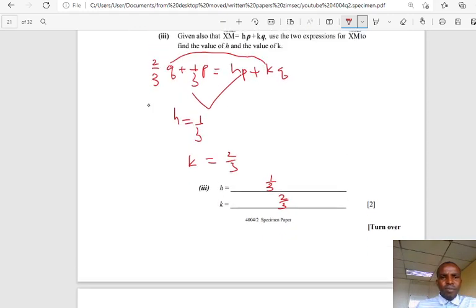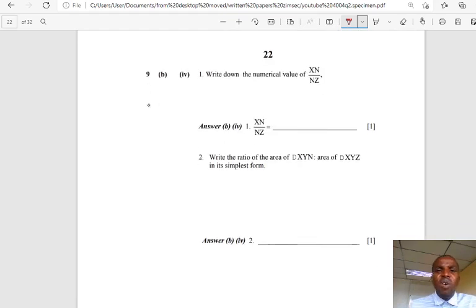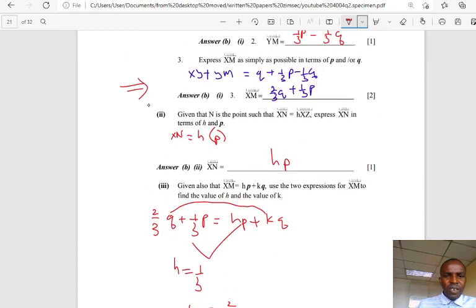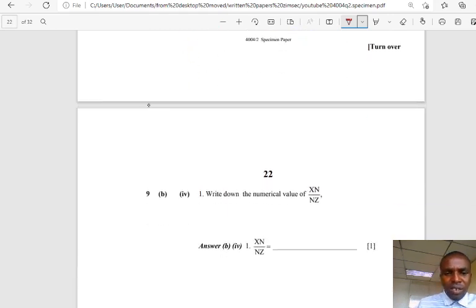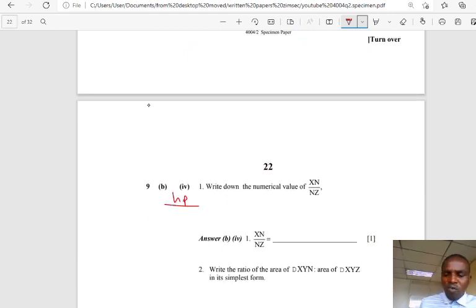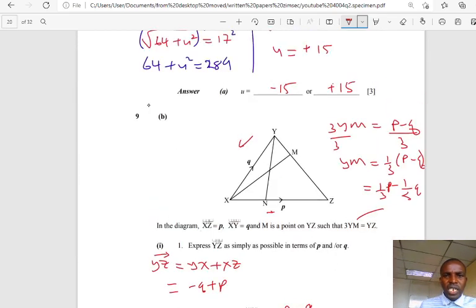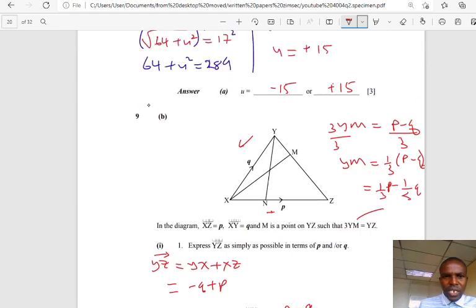Next, write down the numerical value of xn over nz. We check xn here. What is xn? It is hp over nz. So you write hp here over nz. Where is nz? In the diagram, what is n here?